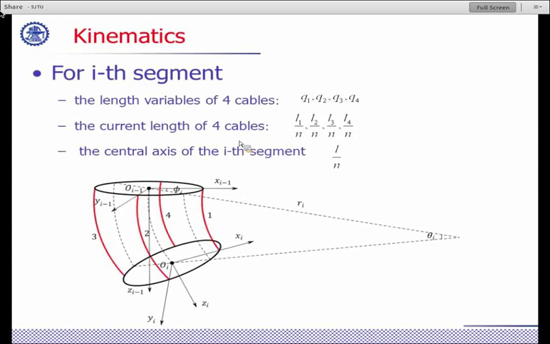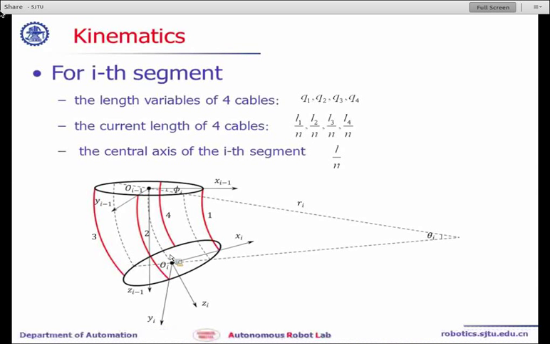actually I will skip the details and only give the idea. For each part, we have four cables to drive it. Since we can measure how long each cable has been driven by the encoder, we divide this length into n parts. So for each part, we can know the different lengths. Then we can calculate the central length of this cable as in this figure.